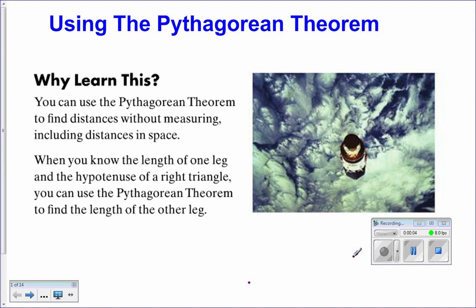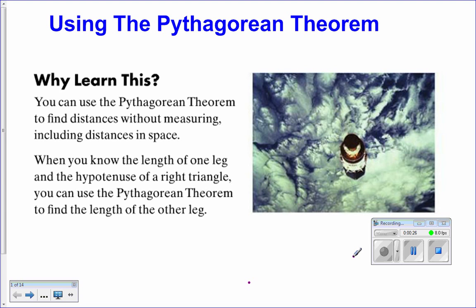Everyone, so today we're going to talk about using the Pythagorean theorem. So we learned that the Pythagorean theorem is a squared plus b squared equals c squared, and that works for any right triangle. Why are we learning about this? Well, another reason is you can use the Pythagorean theorem to find distances without measuring, including distances in space.